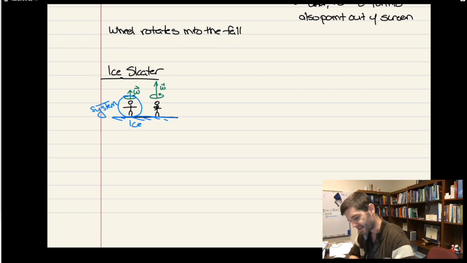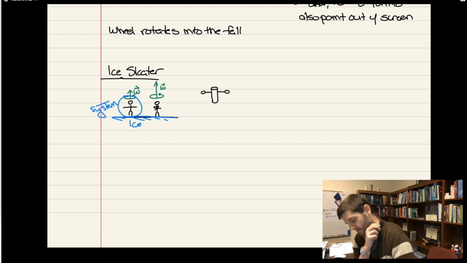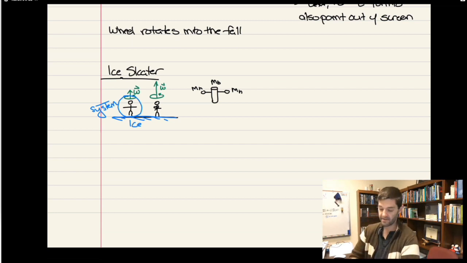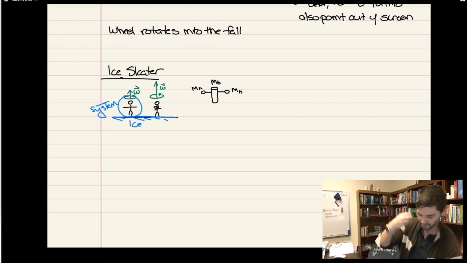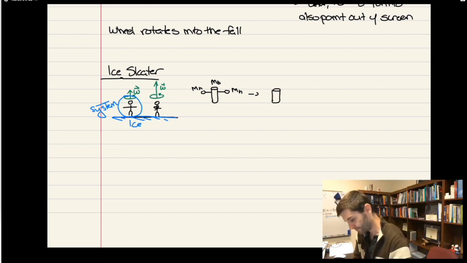The ice skater is a great example because we can take the ground to be frictionless. I'll even draw it as ice. So we don't have to worry about any friction torques on the system. That also means that when I look at the system as the ice skater, there's gravity and there's the normal force, but those point along the axis of rotation. They don't exert a torque. Angular momentum is conserved for the ice skater.